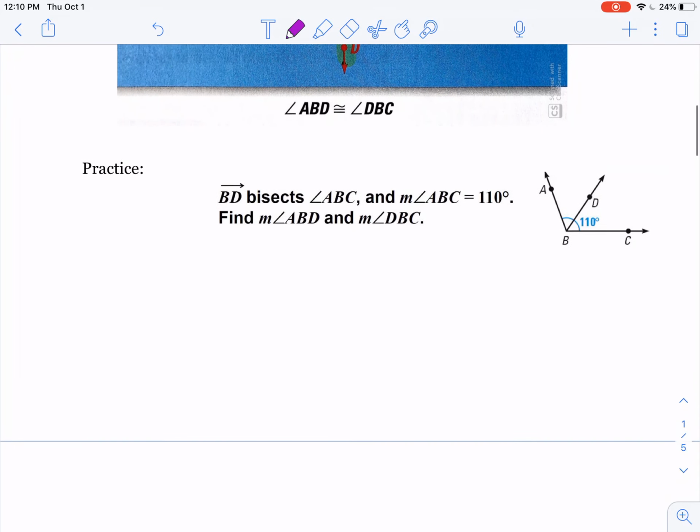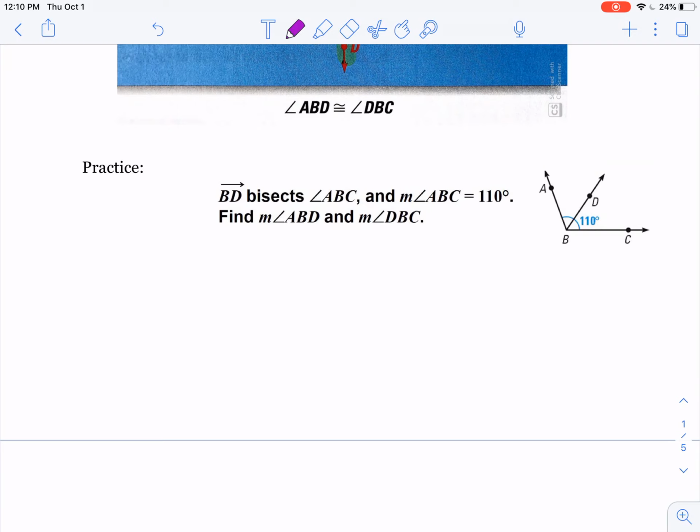So let's practice. If ray BD bisects angle ABC, and the measure of angle ABC is 110 degrees, we need to find the measure of angle ABD and the measure of angle DBC. Well, first, let's establish what we know. We know that BD cuts the whole thing in half, which means that the measure of angle ABD is equal to the measure of angle DBC. How do we know that? Because when something's cut in half, you end up with two equal halves. So you have two equal angles here.